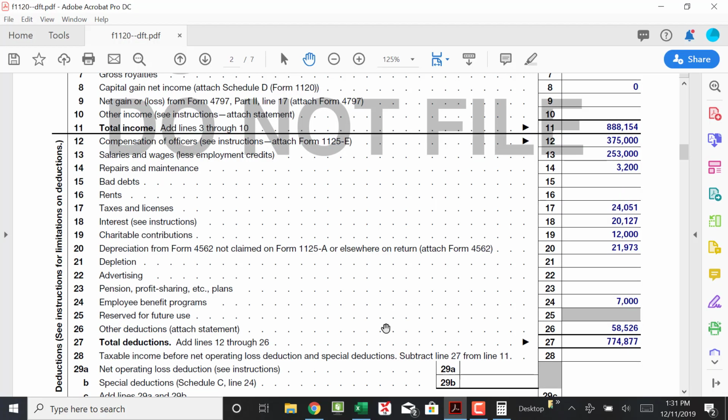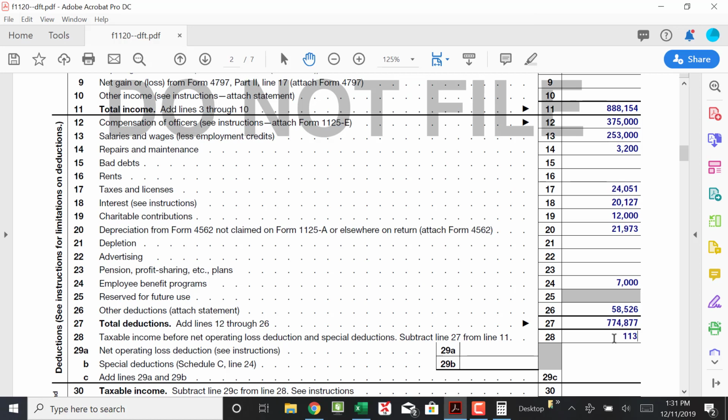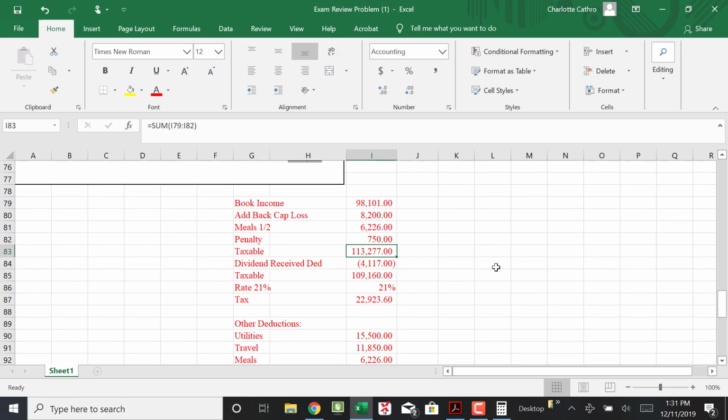So then I'm going to make sure that I'm getting to our taxable income that I want. Okay, so 888,154 minus 774,877 is 113,277. Which, if I look back on here, is what I was going for.